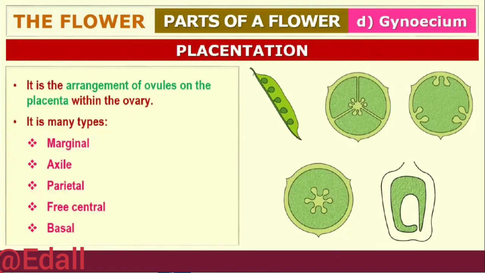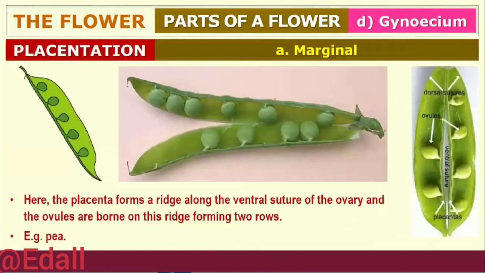Placentation. The arrangement of ovules within the ovary is known as placentation. The placentation are of different types, namely, marginal, axial, parietal, basal, central and free central. In marginal placentation, the placenta forms a ridge along the ventral suture of the ovary and the ovules are borne on this ridge, forming 2 rows, as in pea.